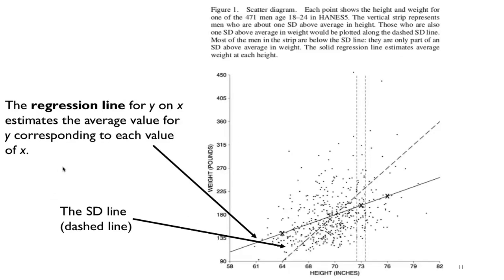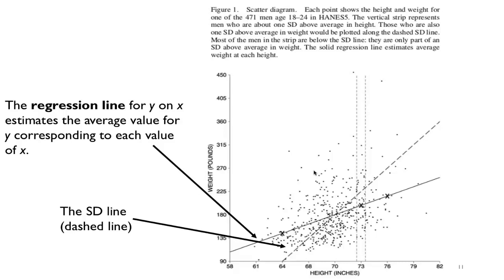So here's the scatter diagram of the height and weight of these 471 men. Every point on this graph represents a person. If I look at the point here, the x coordinate of that point is the height of that person, and the y coordinate is the weight of that person. So this will have 471 dots, each one of them representing one of the persons in the study.